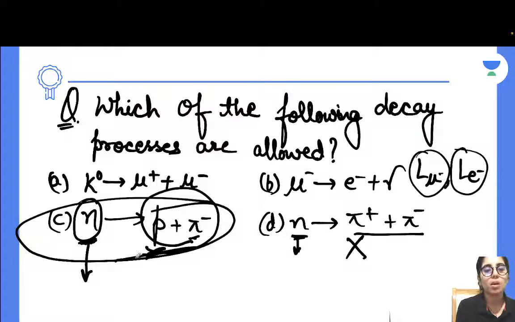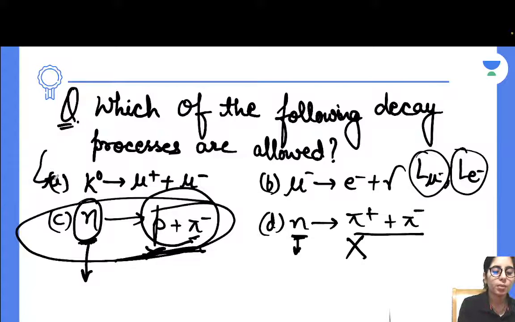So that's the reason option C is not correct, but option A is. And normally for such types of questions, guys, you should know the masses of the neutron, proton, and some standard fundamental particles. That information will help you a lot.